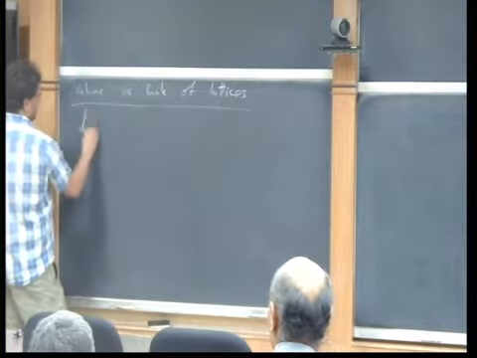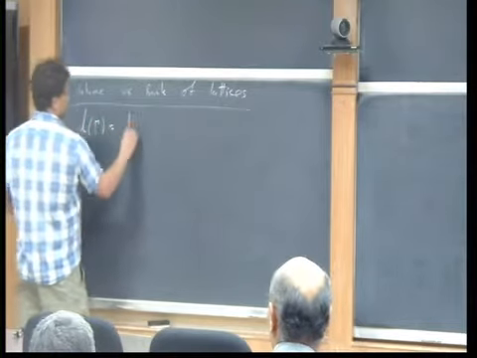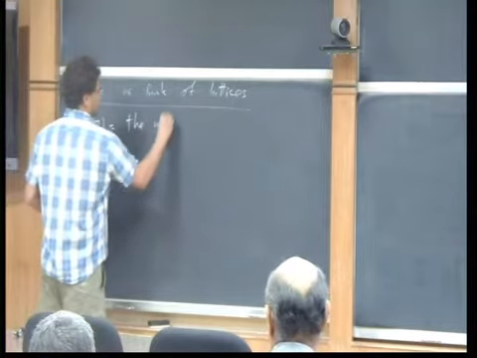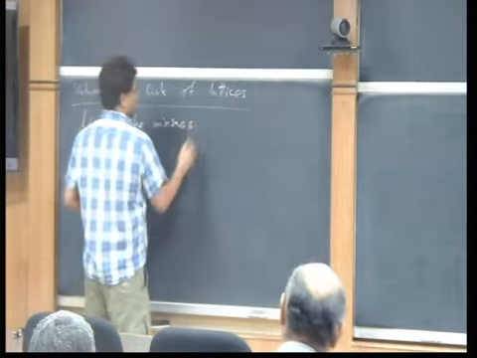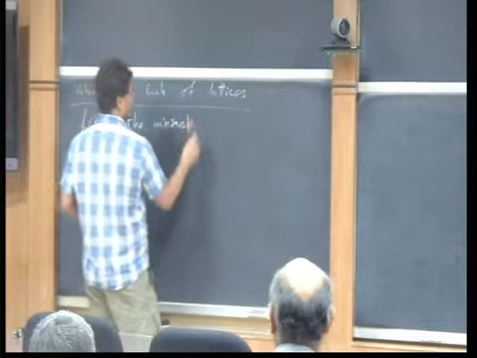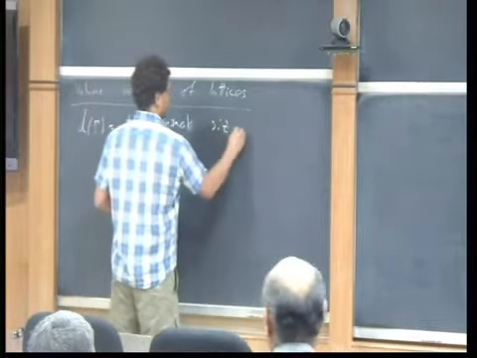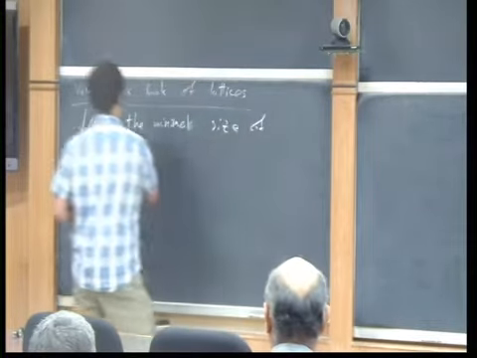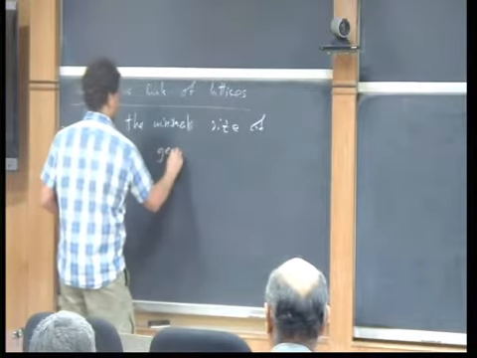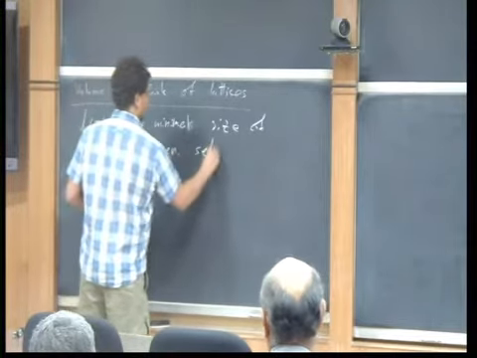For a group gamma, I denote by d(gamma) the minimal size of a generating set, the minimal number of generators I need.